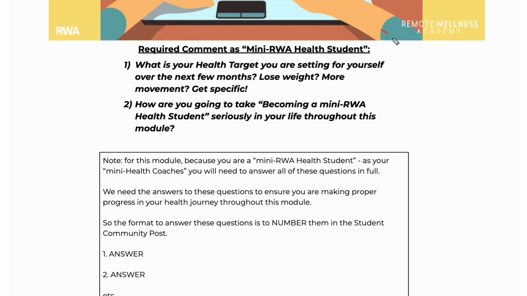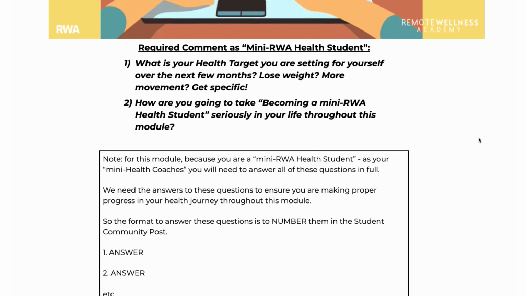And so what I'm doing here is combining the action steps in this training with the student community post. And now I'm going to make this a requirement. It's going to be a required comment as a mini RWA health student, because before, if you remember, it was 1 and 2, and those were kind of like sentence starters. We left it open for you to give us an idea of what your thoughts are. But now you're starting this journey of becoming a mini RWA health student. You're going to have to specifically let us know, what is your health target? I want you to give it to us in full, okay? And then number 2, how are you going to take becoming a mini RWA health student seriously in your life as you go throughout this module, okay?